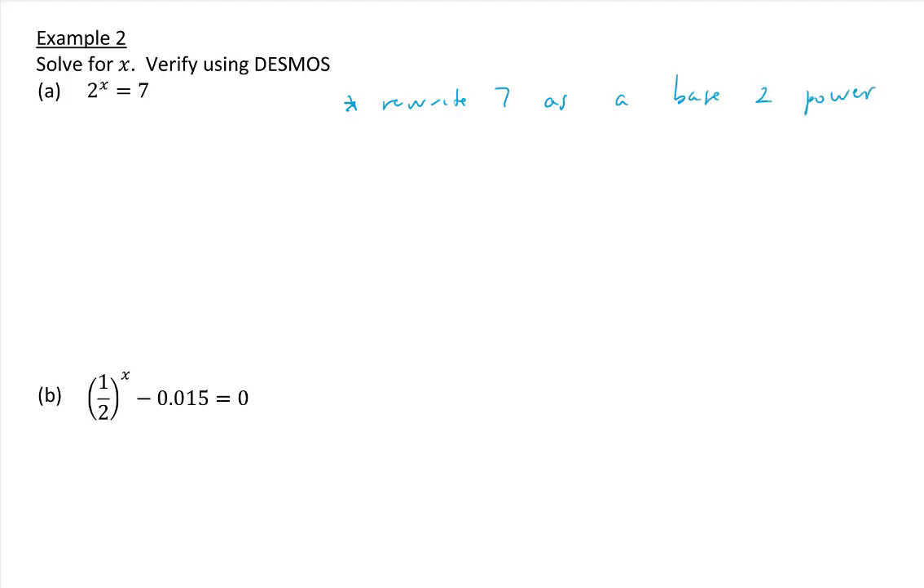The problem with 7 is, if I look at 2 squared, that's equal to 4. That's too small. But then if I look at 2 cubed, that's equal to 8. That's too big. So that means I need something in between 2 squared and 2 to the exponent of 3. And you could try 2 to the exponent of 2.5, and you can keep on trying numbers. So 2 to the something has to equal 7.